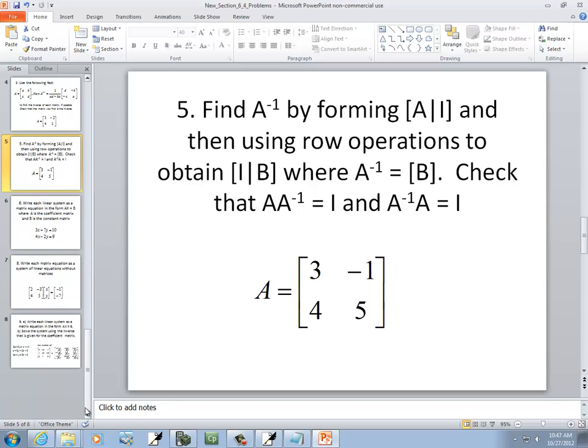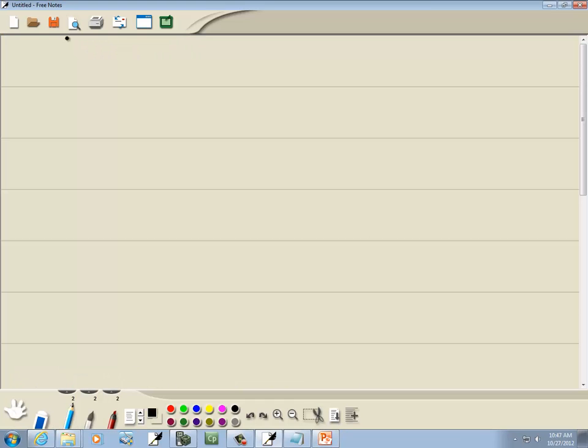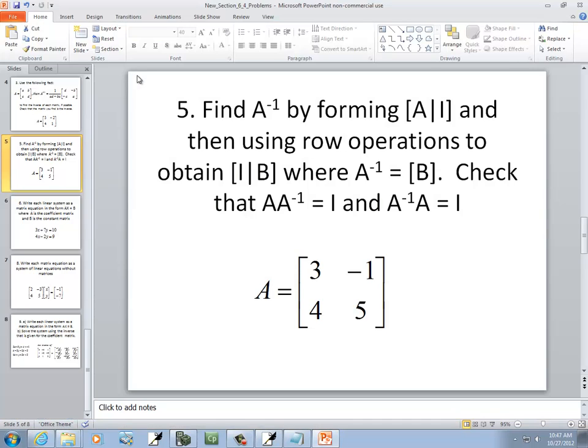It says find our inverse by forming this weird looking symbol. We'll talk more about what this means. And then use row operations, blah blah blah. Okay. Sometimes instructions don't make any sense until we actually work the problem the first time. And then it's like, oh okay, that's what they mean by that.